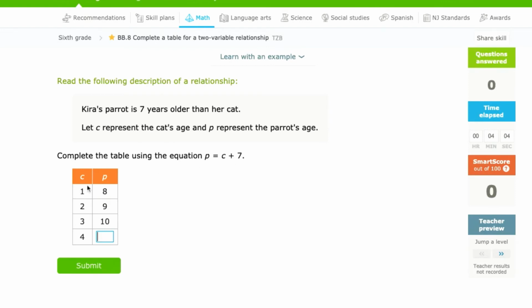So if we want to finish this table here, these values are already filled in, and it makes sense that when the cat is 1, the parrot is 8. When the cat is 2, the parrot is 9. Down here, they want us to say when the cat is 4, how old is the parrot? So when C equals 4, so again, just like we did with BB.5, if we replace this C with 4 and then evaluate it, 4 plus 7 is 11. So we're going to put 11 here.